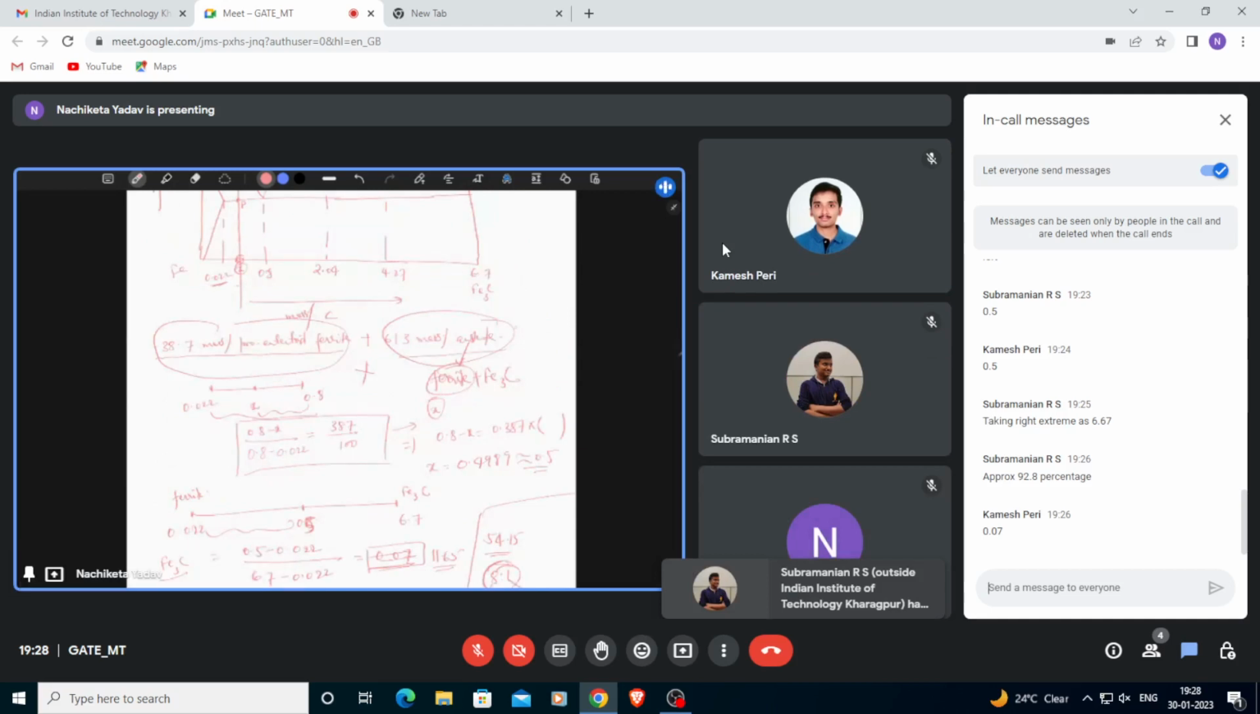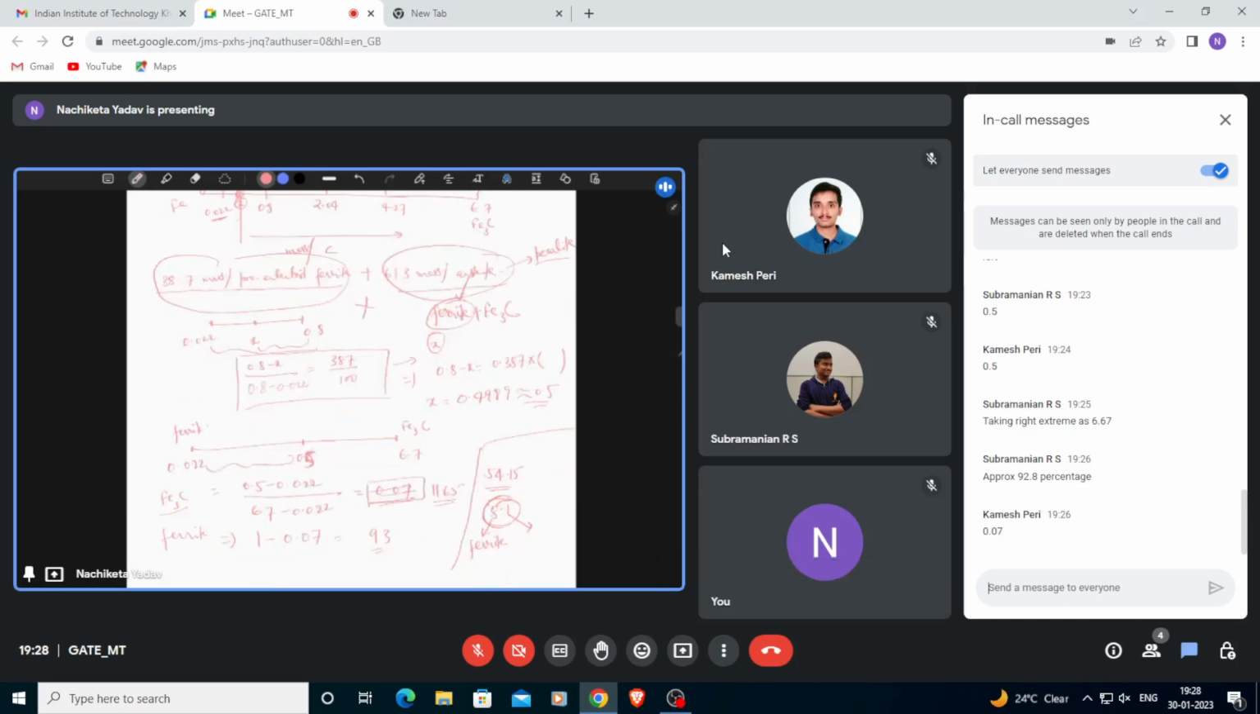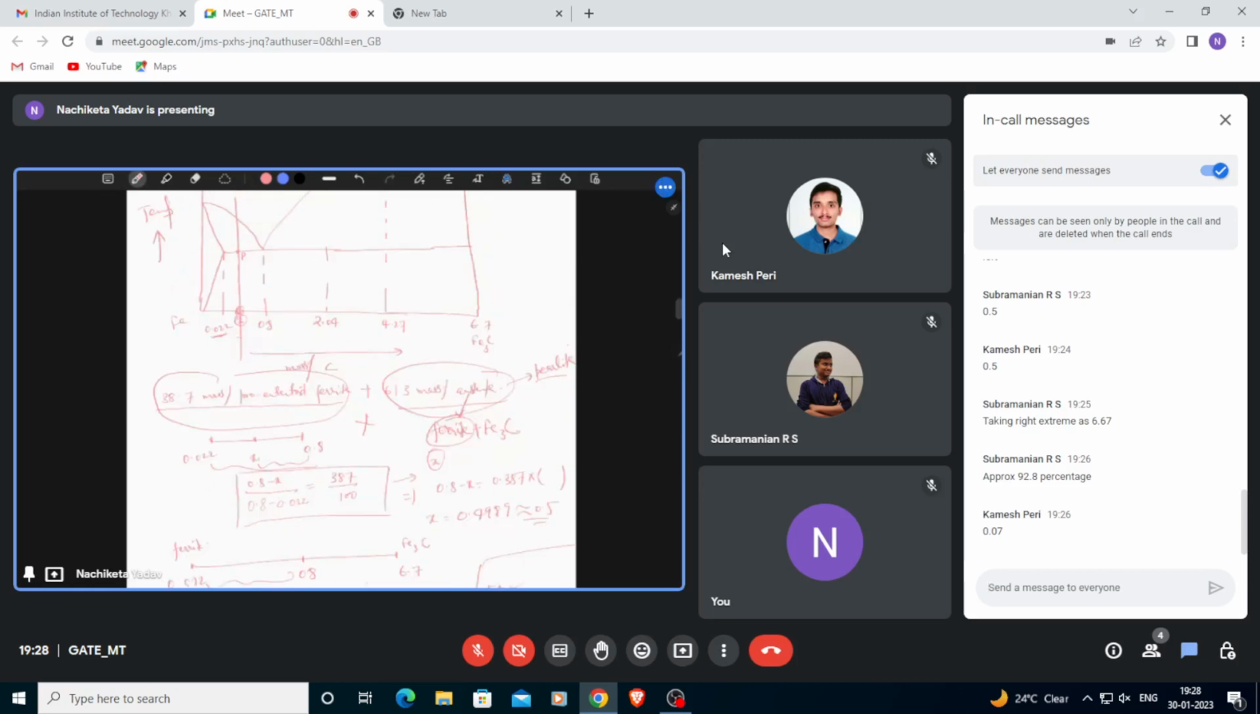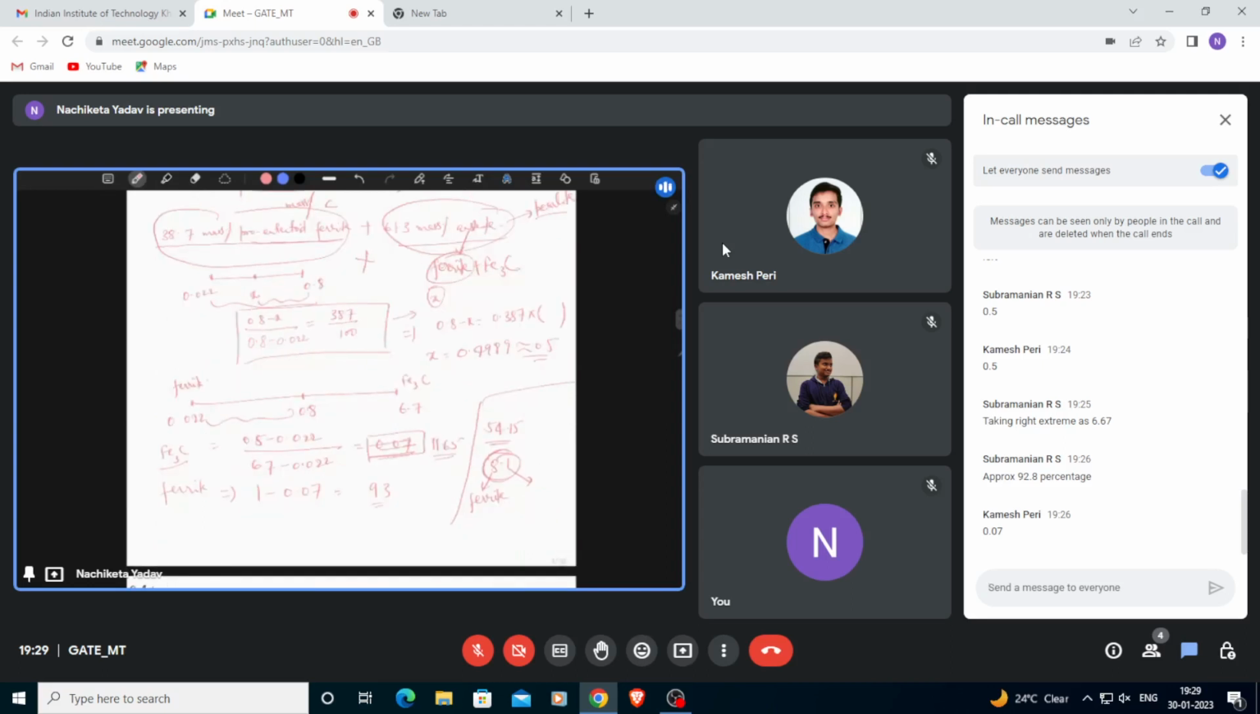See, this austenite will convert into perlite, so we had to take 0.8. No one told me 0.8, because here pro-eutectoid ferrite has already been formed. Now we know at the eutectoid point, which is 0.8, the austenite transforms into perlite. So at this point the carbon level becomes 0.8. Are you getting? So you have to put 0.8.